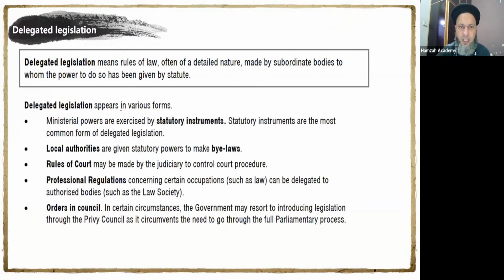Okay. It can be in different forms. Ministerial powers, powers of the ministers exercised by statutory instruments. These are the most common form. Local authorities have the power to make bylaws for their particular area. Rules of the court, where the judiciary controls the court procedure. For example, just like we studied about the different tracks. Professional regulations concerning certain occupations such as law, such as ACCA, can be delegated. Orders in the Council. Council means the Privy Council.